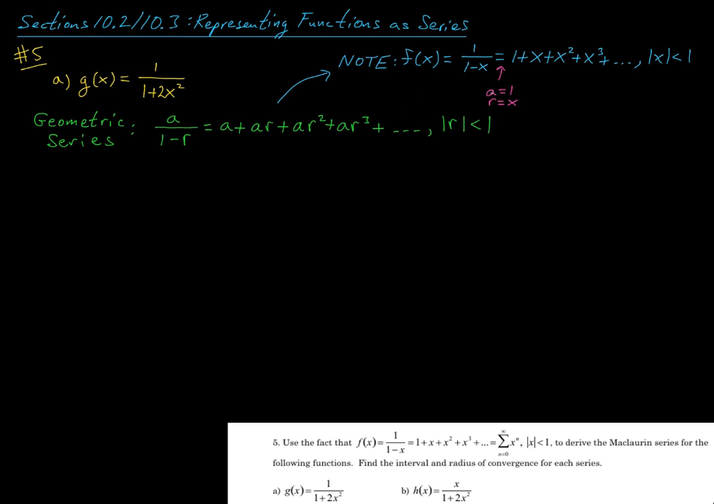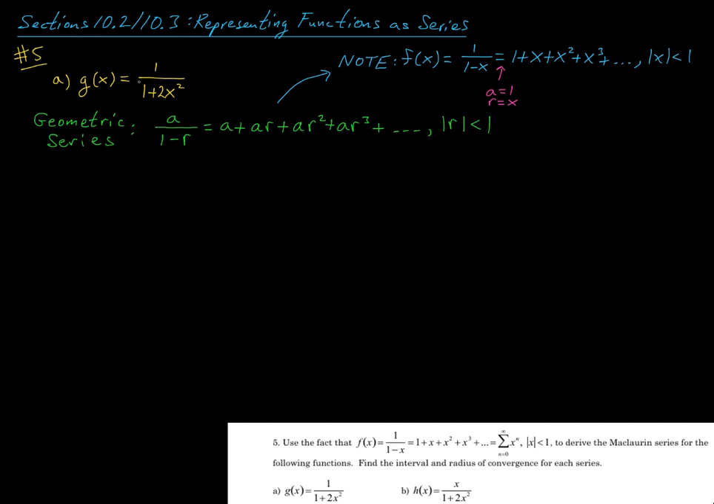Note that if I set a equal to 1, that's the numerator, and r equal to x, that's right here, this result says that 1 over 1 minus x is equal to a, which is 1, plus ar, that's 1x, which is just x, plus ar squared, that's 1x squared, that's just x squared, and then x cubed, and so on. And we'll have equality here provided the common ratio, which is x, is strictly less than 1 in absolute value. Okay, so that's where they're getting this. And in any event, let's go ahead now and tackle part A.